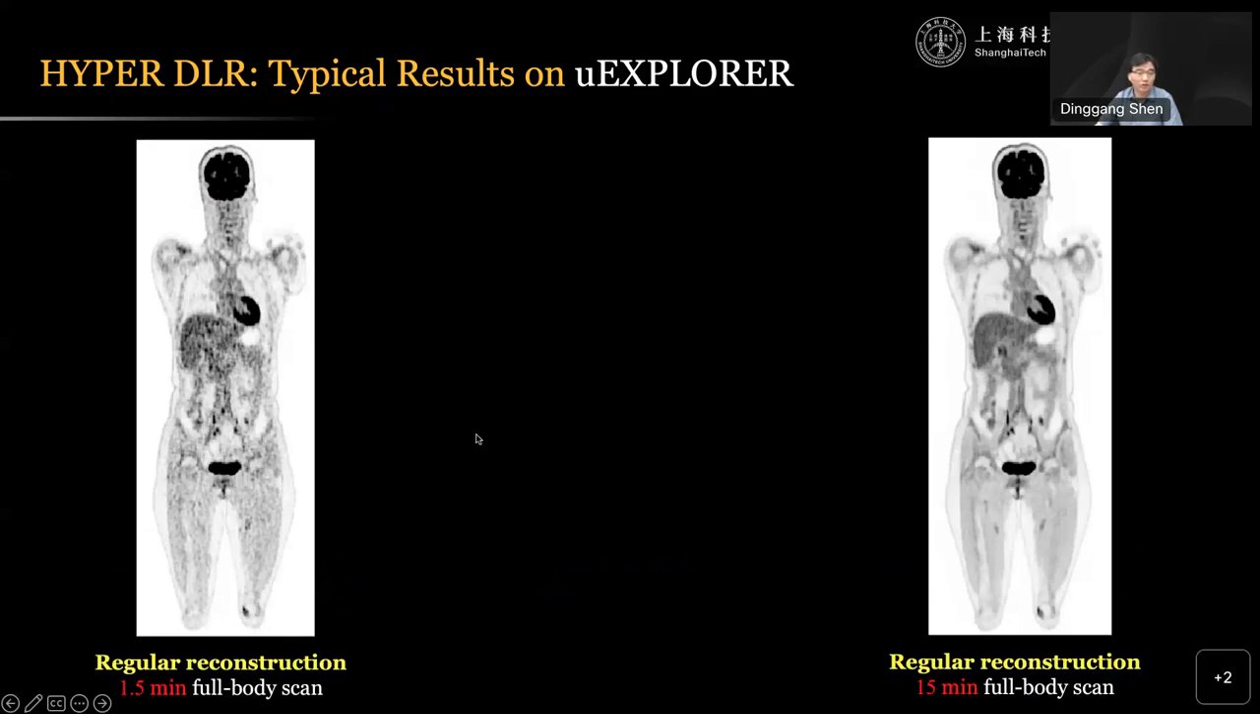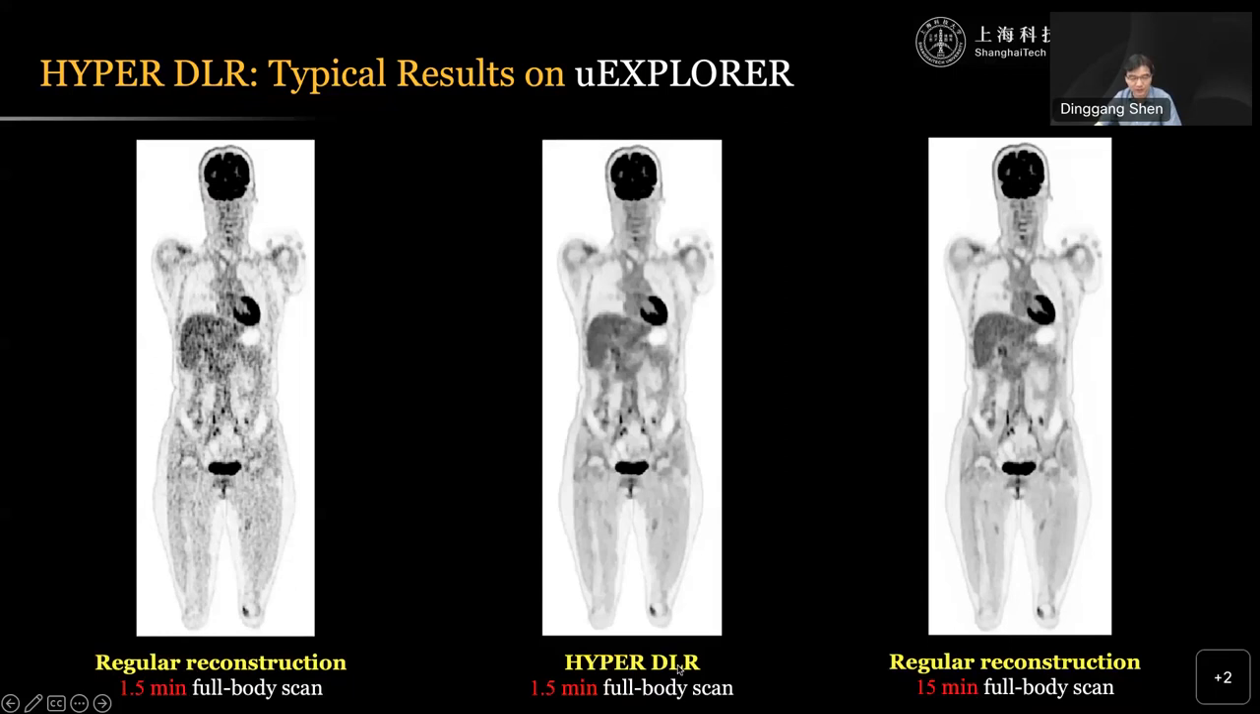And here is a whole body image. For example, on the right, you can see we use 15 minutes to get a whole body PET scan. And on the left, we are just using 1.5 minutes. Of course, you can see a lot of noise and also artifacts if we use a regular reconstruction algorithm. But if we use the Hyper DOI algorithm, still using 1.5 minutes, the result is very close to the result using, for example, 15 minutes. Of course, here is just the visual comparison.